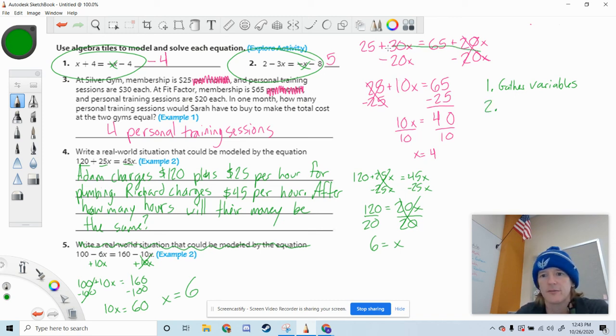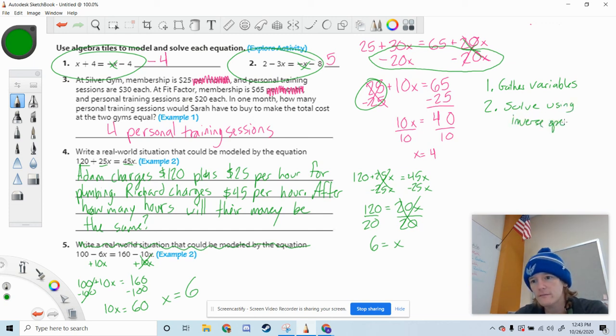So here we did step 1 in this top one. We gathered our variables, we got rid of them. Now all the variables are on one side. Step 2, we got rid of this 25. We got to add or subtract usually. We don't always have to. Now we might have ended up with just 10x equals 65, and then you can just divide. But then you just solve using inverse operations. And then your final answer is just your variable equals blank.